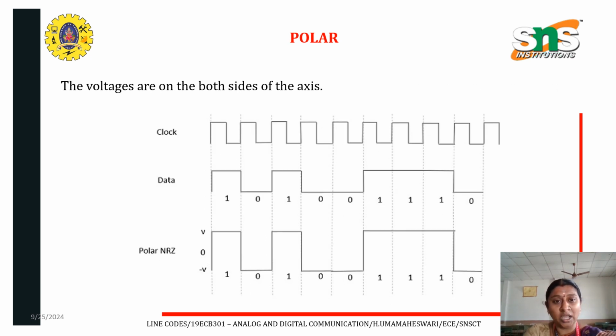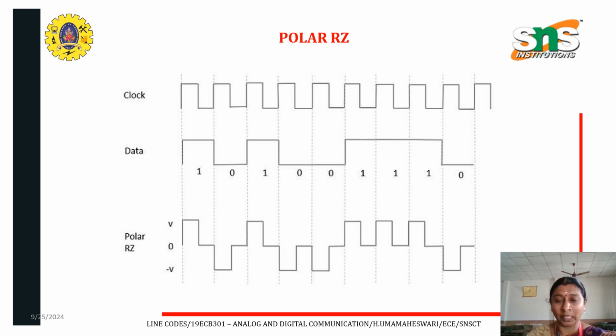Then the next one is polar. Here the voltage will be on both sides of the axis. Polar deals with both the positive and the negative polarity. As usual, the clock is given, then the data in polar NRZ. First, for 1, it will be completely in the upper part. For 0, it is 0, and the next one is 1. So it uses the positive polarity, and for 0, it is completely 0.